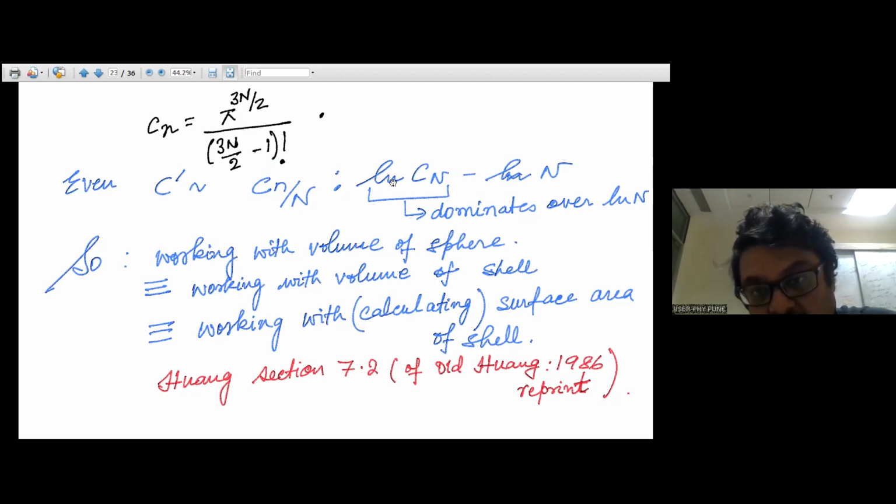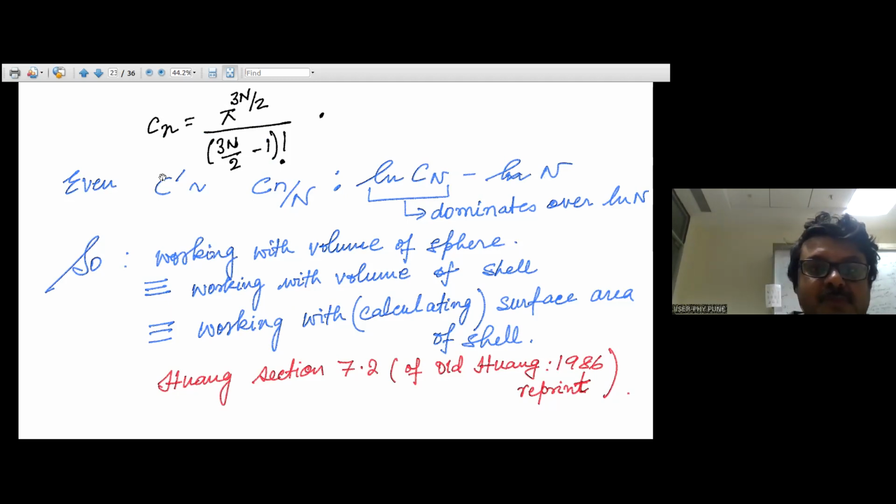And when you take the log of this as well, log C 3n, if you like, minus log n, here you have log of 3n minus 2 factorial. So this is going to significantly dominate over log n. So this again is an insignificant term.